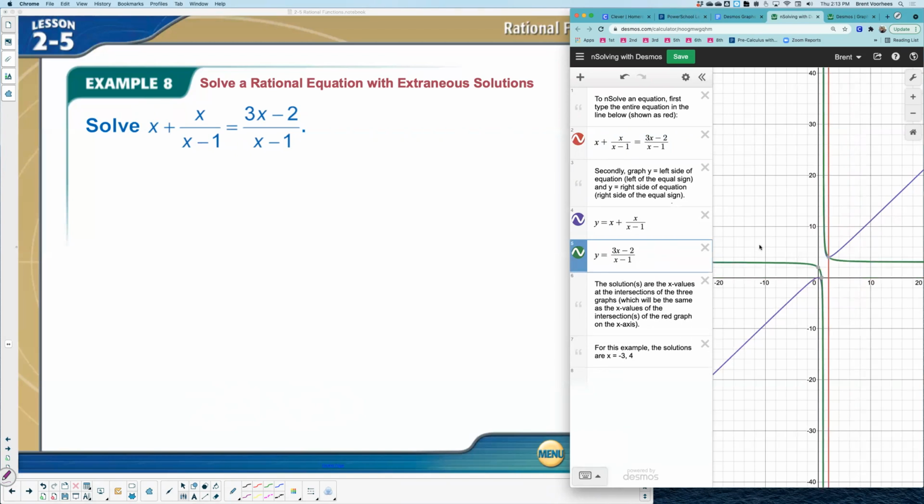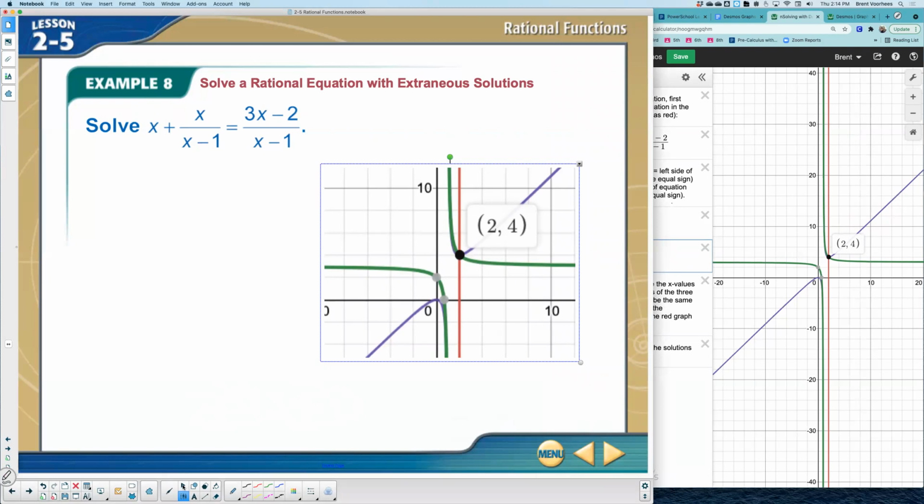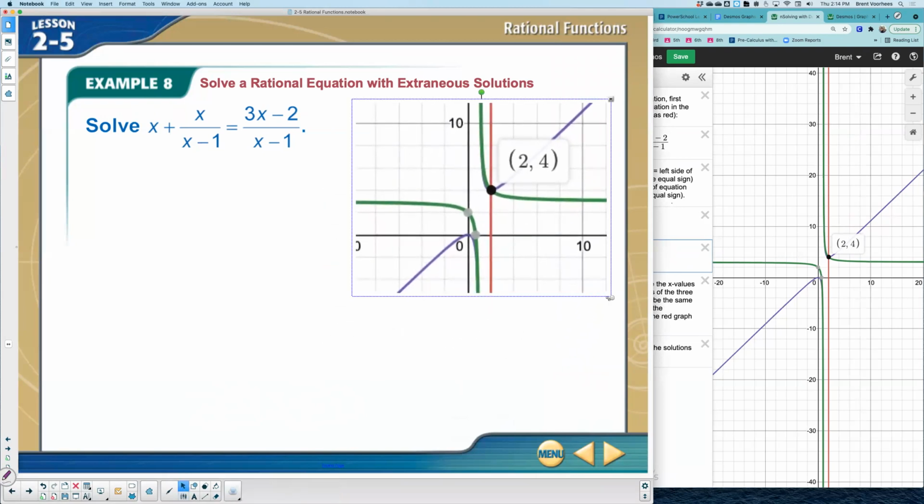The answer is where the 3 graphs intersect. So I see here, it looks like 2 graphs are about to intersect, but there's no red graph, so that's not an answer. The only answer is going to be 2. x equals 2 should be our solution to this problem. And go ahead and paste this for later. We're going to have x equals 2 as a solution here.